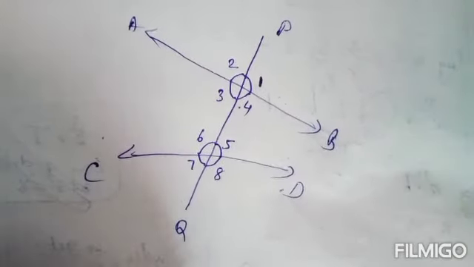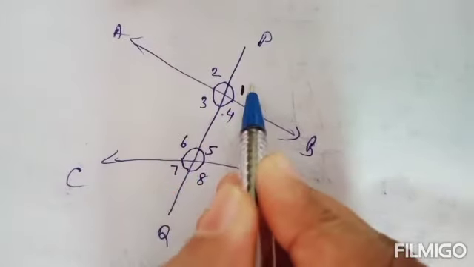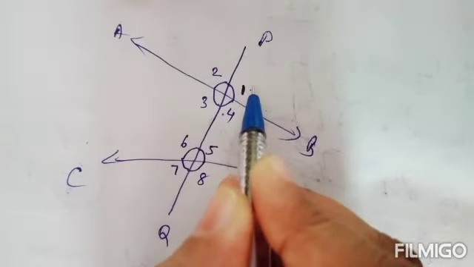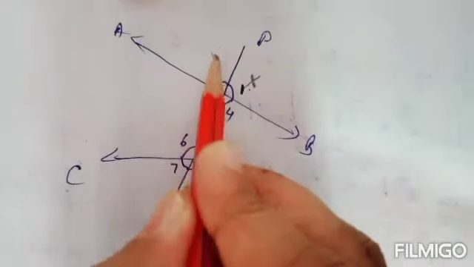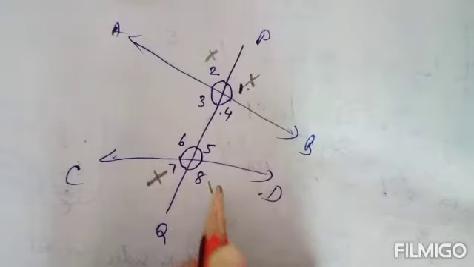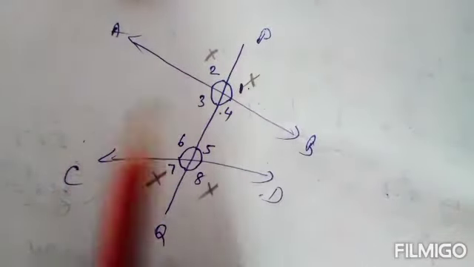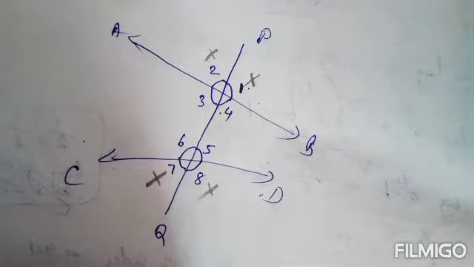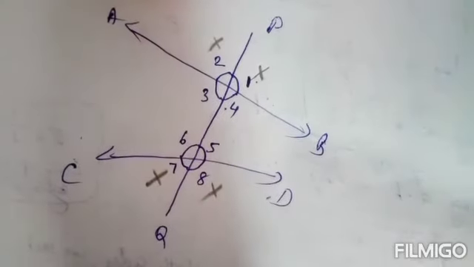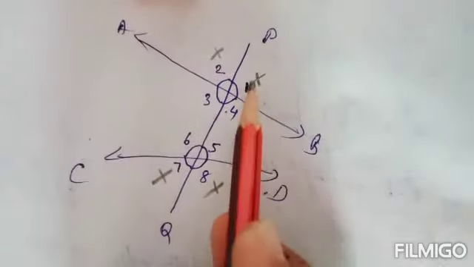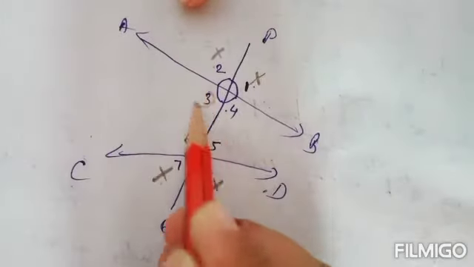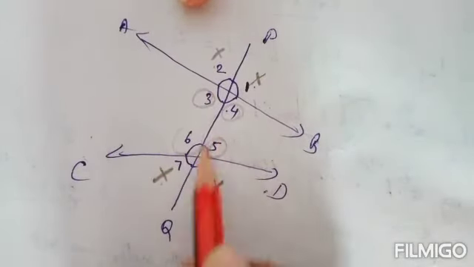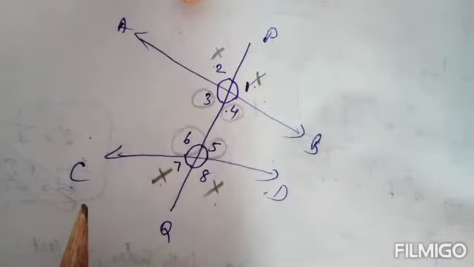Now this angle 1, then 2, 7 and 8. These angles are exterior angles. They are on the exterior part. So 1, 2, 7 and 8 are exterior angles. So what will be interior angles? 3, 4, 5 and 6 are interior angles.